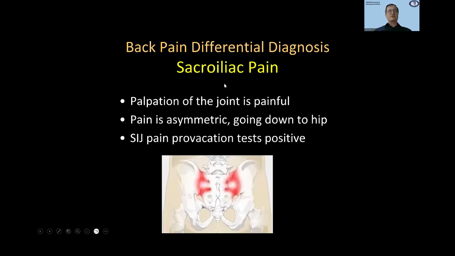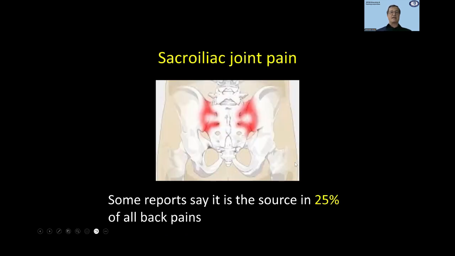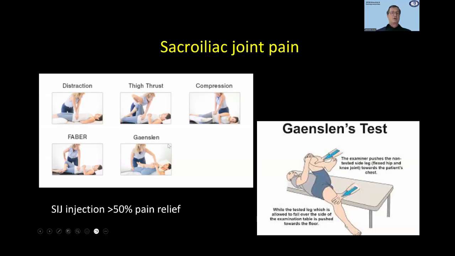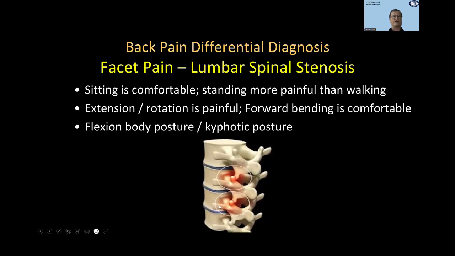If you suspect sacroiliac pain, palpation of the joint is painful. Pain is mostly asymmetric, going down to the hip. It mostly doesn't go down to the knee area. And sacroiliac joint pain provocation tests are positive. Some reports say it is the source of back pain in 25% of all back pains. These are the sacroiliac joint provocation tests, the Gaenslen test, and the others. But more useful is sacroiliac joint injection with local anesthetic: if there is more than 50% pain relief, then this patient would benefit from a sacroiliac joint intervention, and the diagnosis is correct.